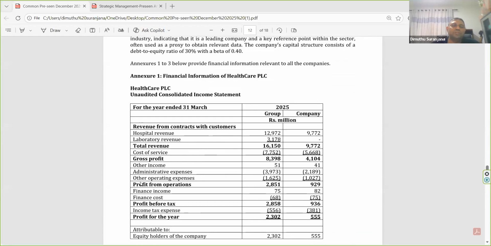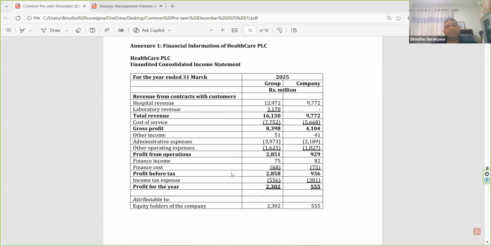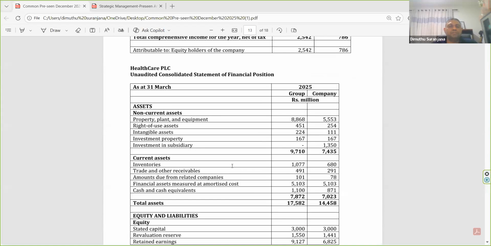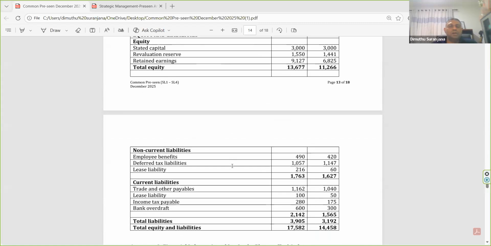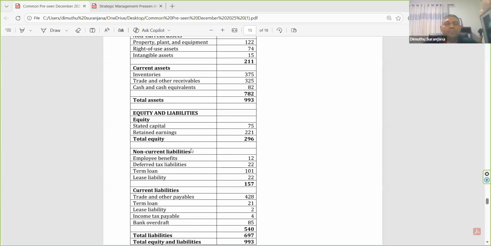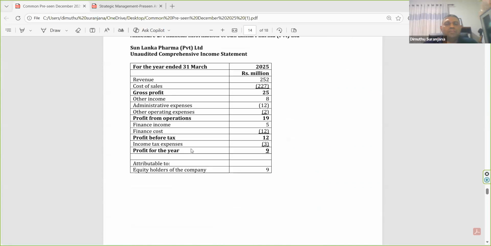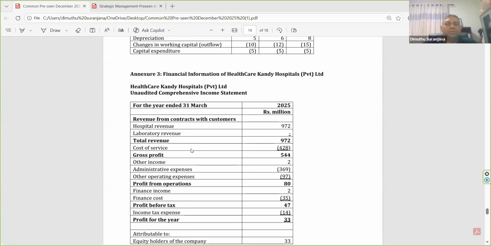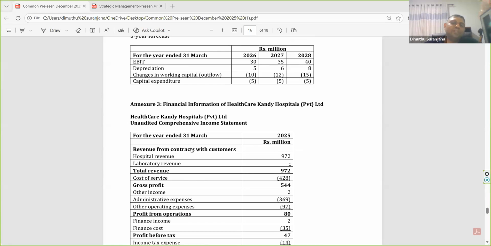Then annexure 1 consists of financial information. They have the financial information of Healthcare PLC, the balance sheet as well as the P&L. Then annexure 2, they have given the target company, Sun Lanka Pharma Private Limited, financial information. Again, they have the balance sheet as well as the P&L, plus the three-year forecast. Then annexure 3, financial information of Healthcare Kandy Hospital PLC. So this is subsidiary information. The branch information is separated, right?